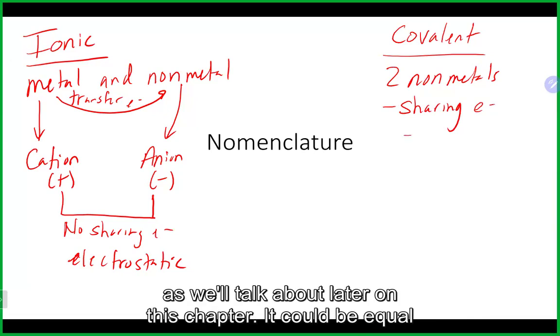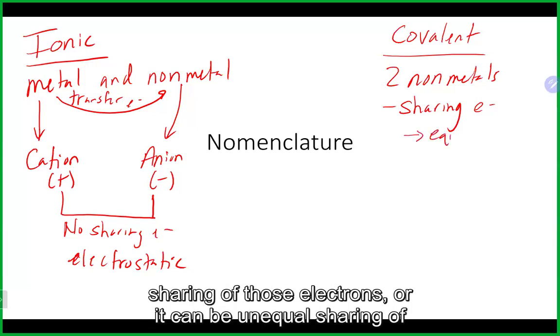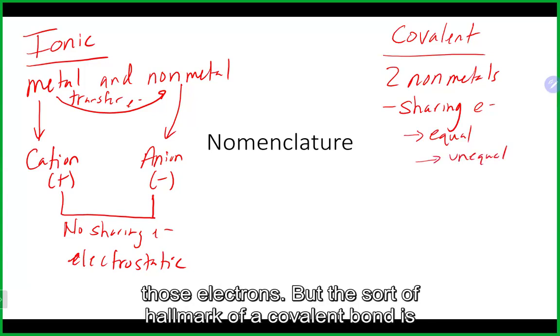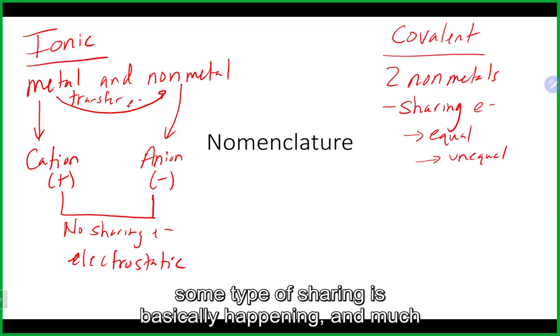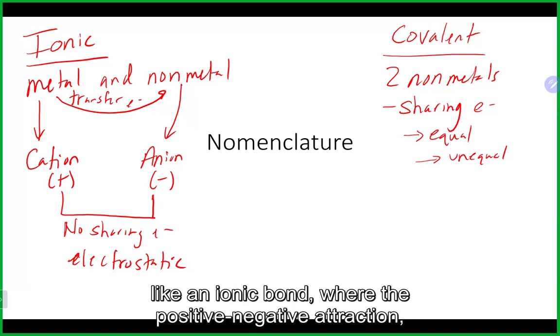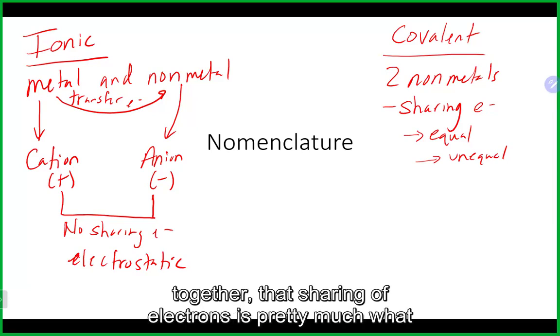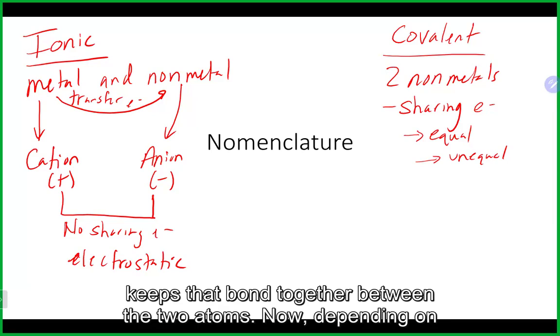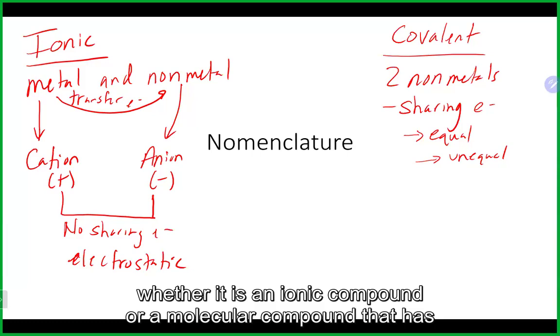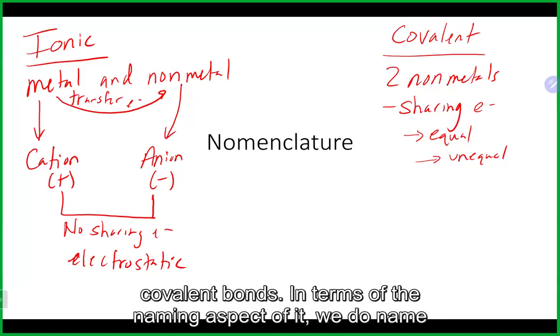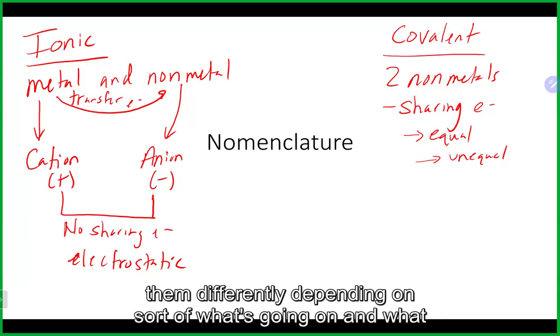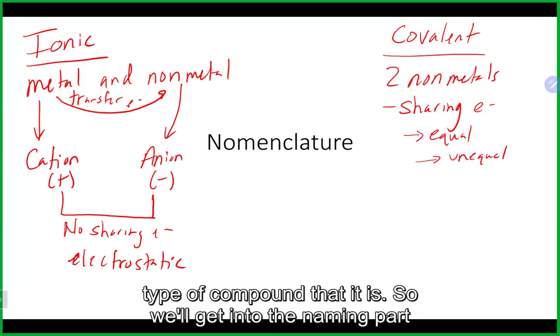As we'll talk about a little later on in this chapter, it could be equal sharing of those electrons, or it can be unequal sharing of those electrons. But the hallmark of a covalent bond is some type of sharing is happening. And much like in an ionic bond where the positive and negative attraction with no sharing of electrons keeps it together, that sharing of electrons is pretty much what keeps that bond together between the two atoms. Now, depending on whether it is an ionic compound or a molecular compound that has covalent bonds, in terms of the naming aspect, we do name them differently depending on what type of compound it is.